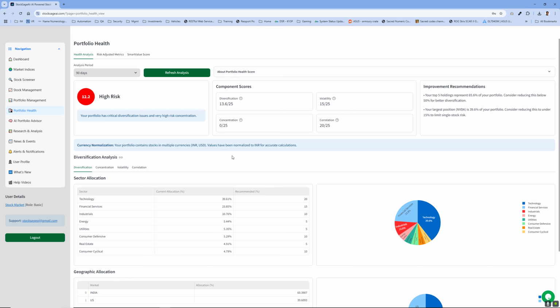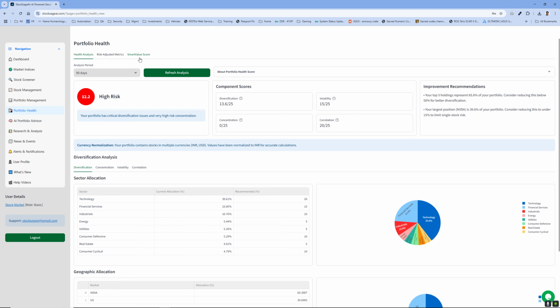In this video, we are going to talk about the portfolio health feature on our platform. You can access the portfolio health feature from this button in the navigation panel. Now, if you look at the dashboard, we have three major tabs in the portfolio health feature. One is the health analysis, the other is risk adjusted metrics, and then there is a smart value scoring system.